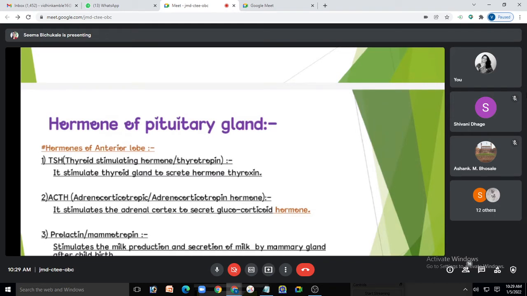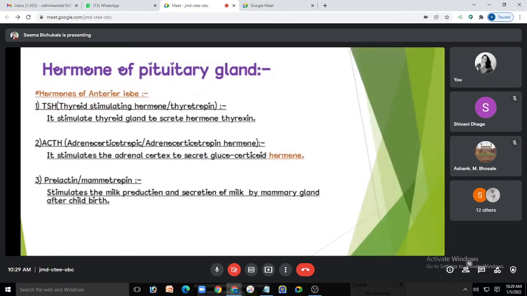Second one is ACTH, also called adrenocorticotropic or adrenocorticotropin hormone. It stimulates the adrenal cortex to secrete glucocorticoid hormones, which are essential for reaction to stress such as injury, excess heat, blood loss, etc. Third is the prolactin hormone or mammotropin hormone. Prolactin stimulates milk production and secretion of milk by the mammary gland after childbirth.